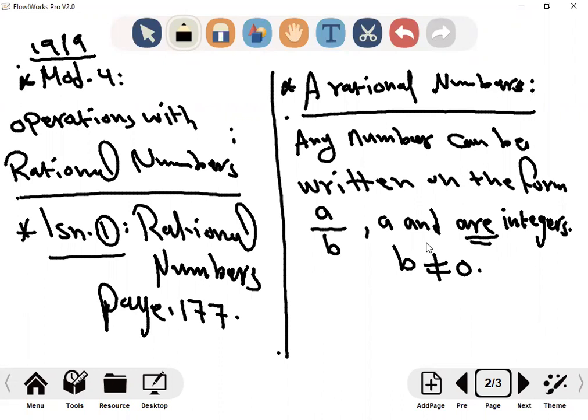A, the one on top: A can be a positive integer, a negative integer, and can be 0, right? But B can be a positive integer, a negative integer, but it cannot be 0. Why? Because 0 in the denominator gives an undefined value. Do you understand it?